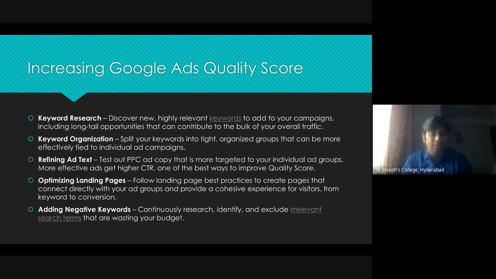Refining the ad text: make sure the ad text is really relevant, that is really good. And optimizing the landing pages, as I told you, make sure your landing page is very much relevant to the particular ad that you're giving. It should be really attractive and appealing, so that customers are not leaving your website at the first instance itself. As the adage goes, first impression is the best impression. When someone clicks on the ad, the first impression the landing page creates should make sure the customer is buying it.